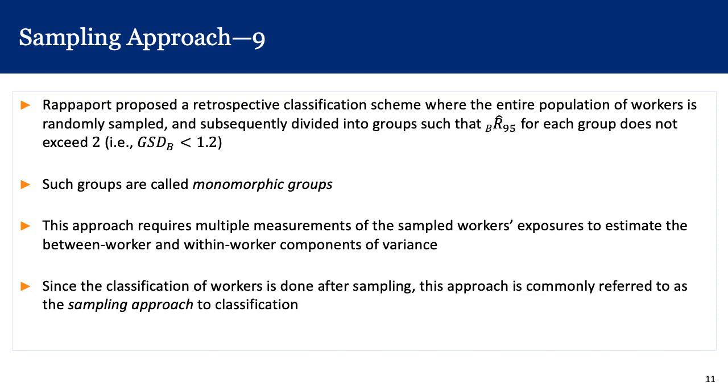And as we can expect, this approach requires multiple measurements of the sampled workers' exposures to estimate both the between and within worker components of variation. Since the classification of workers is done after sampling, this approach is commonly referred to as the sampling approach to classification.